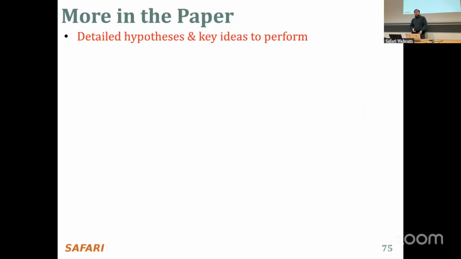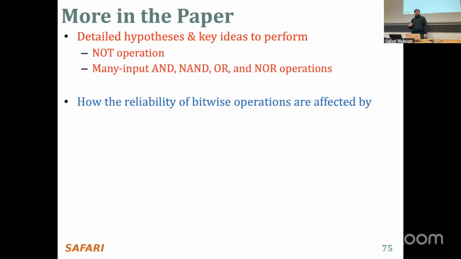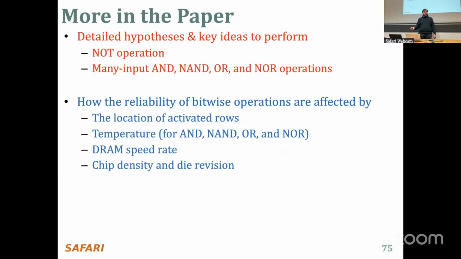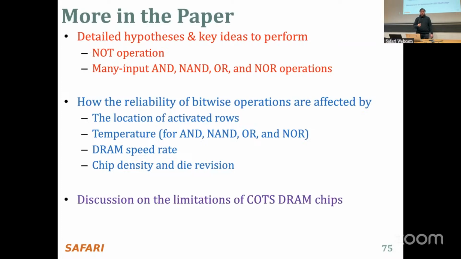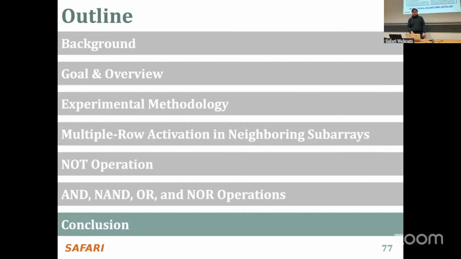Okay, there is a lot more content in the paper, such as detailed hypotheses and key ideas to perform NOT and many-input AND, NAND, or NOR operations, and how the reliability of bitwise operations is affected by the location of activated rows, basically the distance to the sense amplifier, and the temperature, DRAM speed rate, chip density, and die revision. And lastly, we discuss the limitations that we face when we test real off-the-shelf DRAM chips. Our paper is available on arXiv and open source on GitHub, but I forgot to include that slide, so you can find it. And let me conclude my talk for this paper.